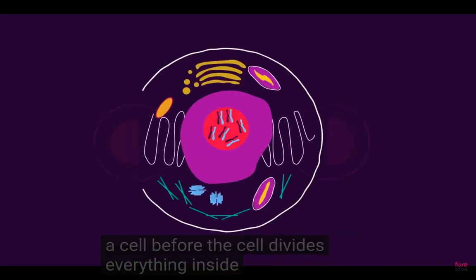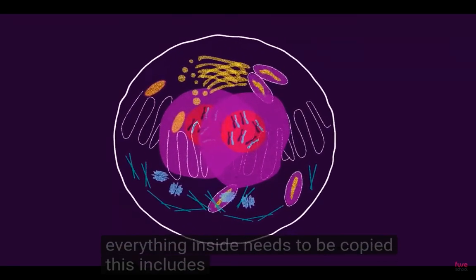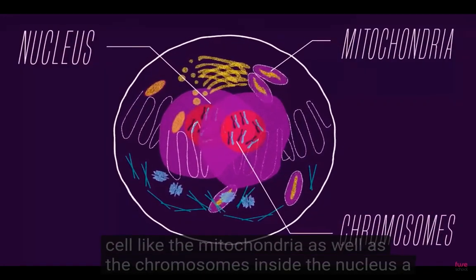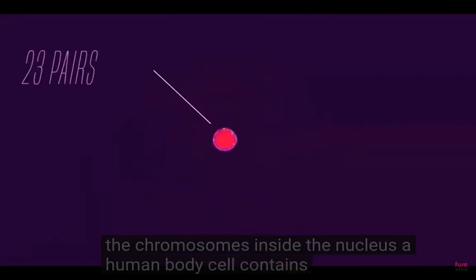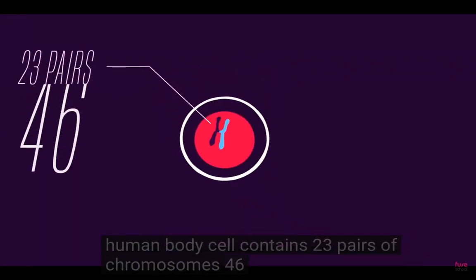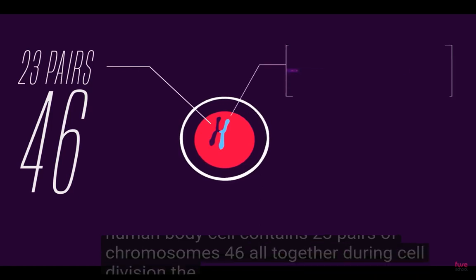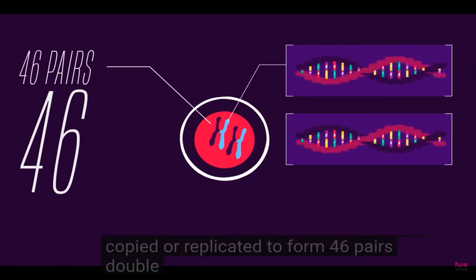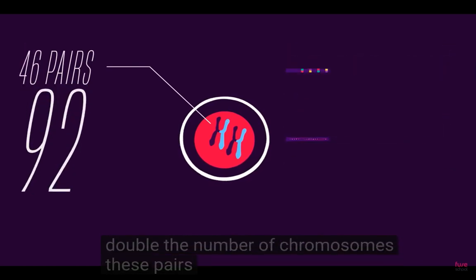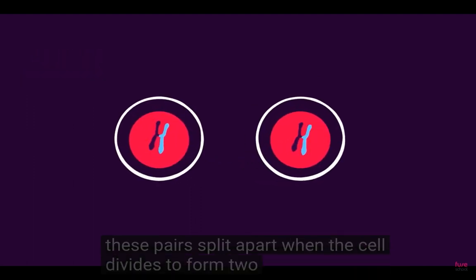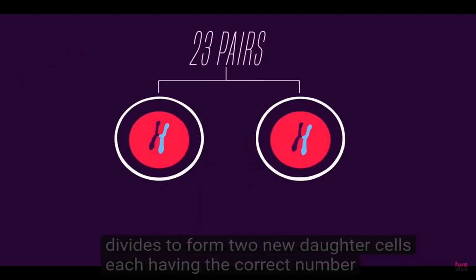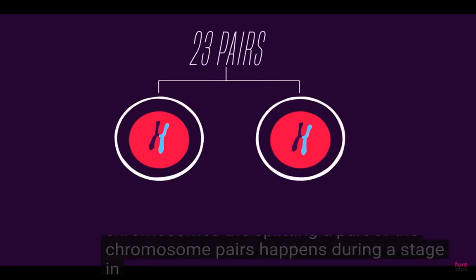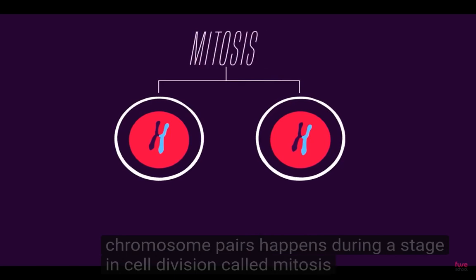Before the cell divides, everything inside needs to be copied. This includes all of the parts of the cell, like the mitochondria, as well as the chromosomes inside the nucleus. A human body cell contains 23 pairs of chromosomes, 46 altogether. During cell division, the DNA in the chromosomes is copied or replicated to form 46 pairs, double the number of chromosomes. These pairs split apart when the cell divides to form two new daughter cells, each having the correct number of chromosomes. The splitting apart of the chromosome pairs happens during a stage in cell division called mitosis.